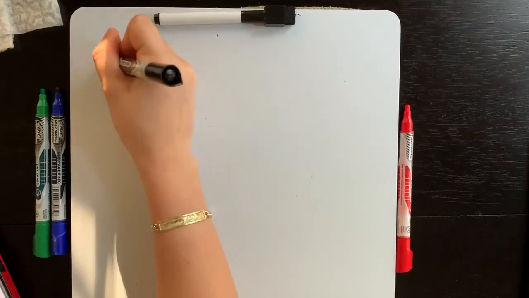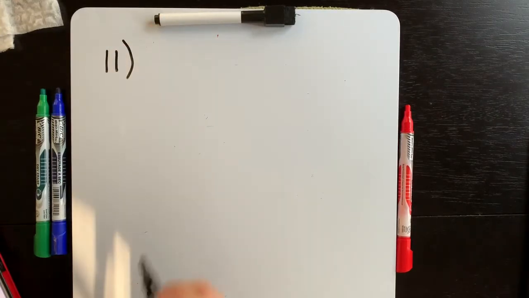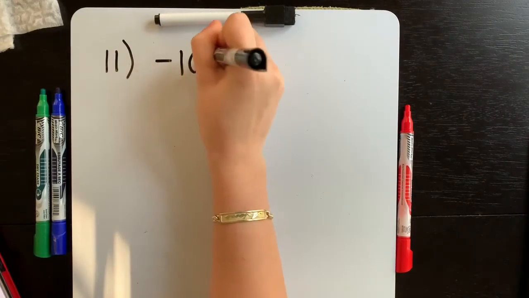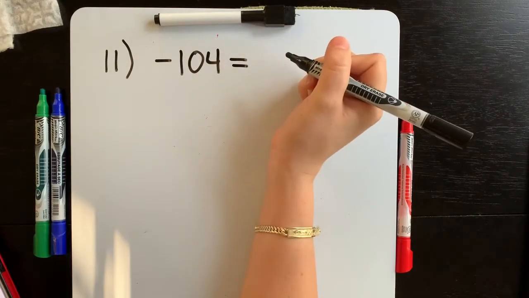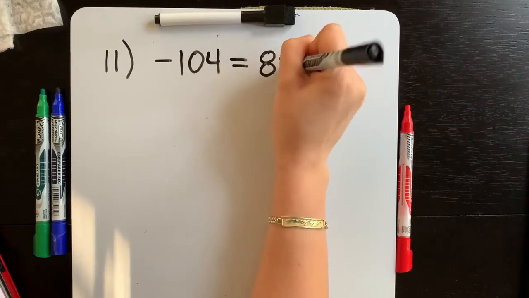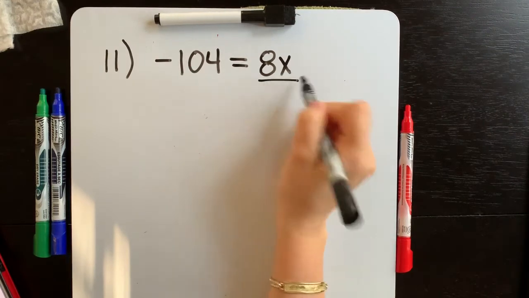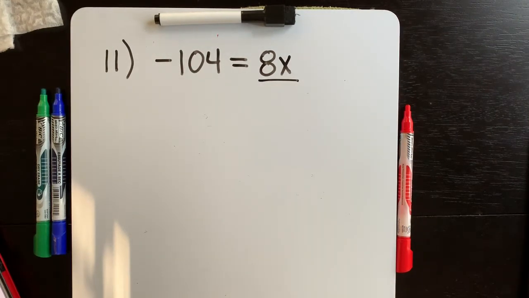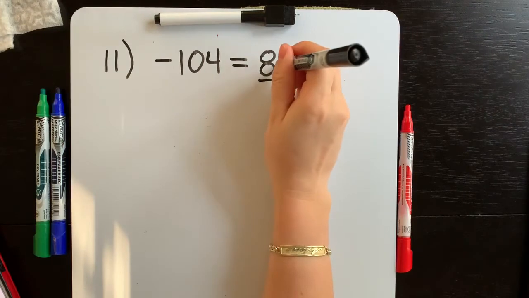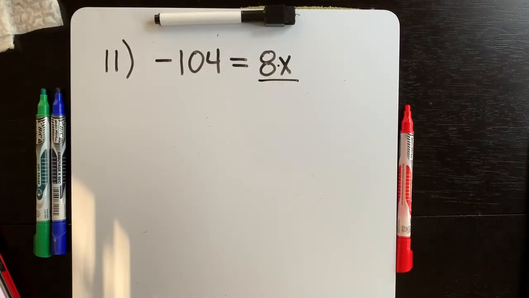Okay, the next equation, let's do a harder one. Question 11 says negative 104 equals 8x. In the previous question we were adding or subtracting. In this equation it is actually a product, because 8 and x are together by multiplication. It's just that little dot is invisible. Again, you want to use the opposite operation.